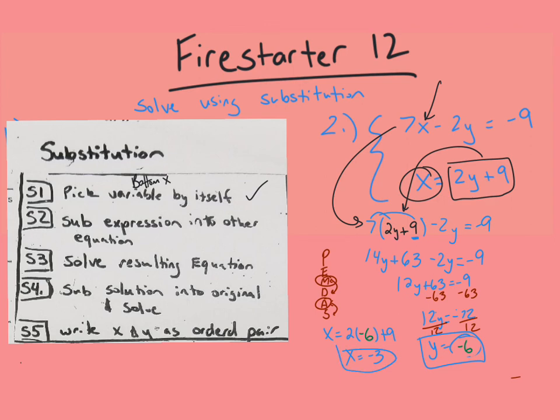So now that I have an x and I have a y, most people, like I said, will forget this last step, which says write as an ordered pair. So my final answer is actually the ordered pair, negative 3, negative 6. Remember, with an ordered pair, you always write x first, then y.